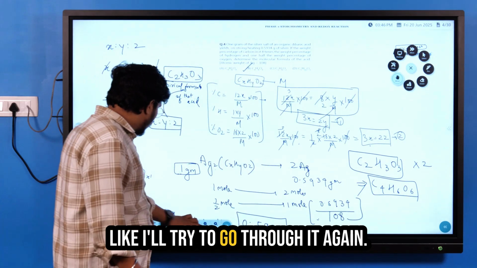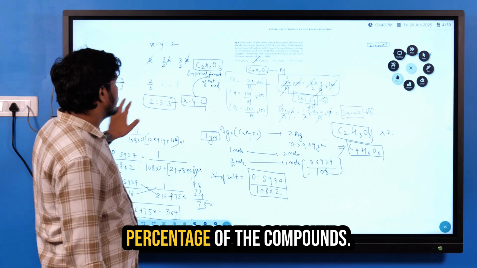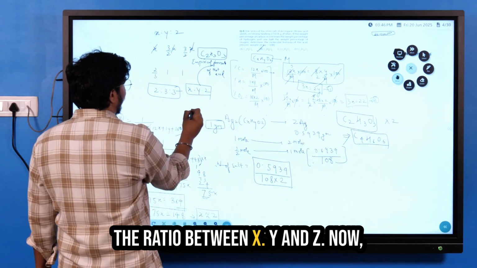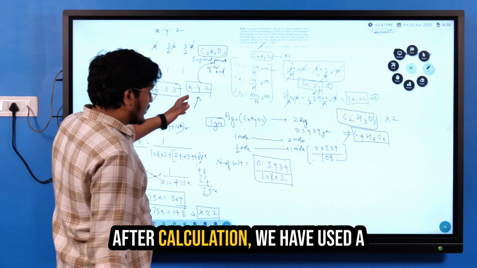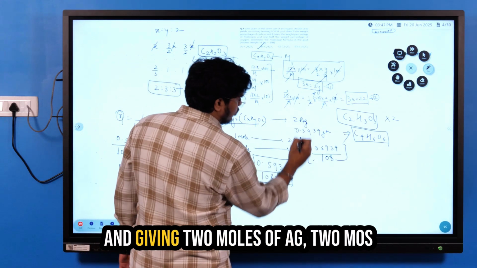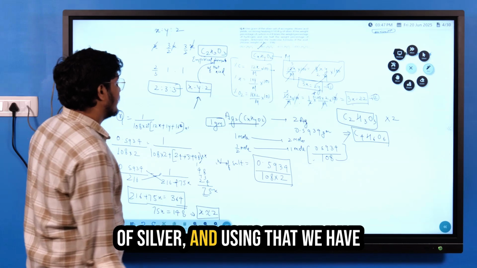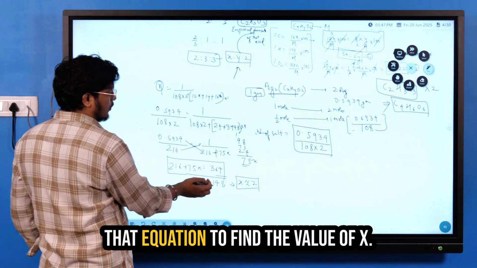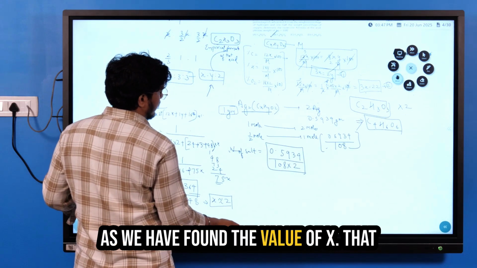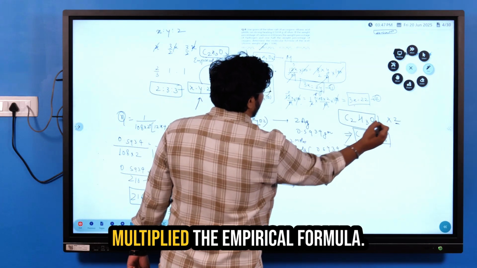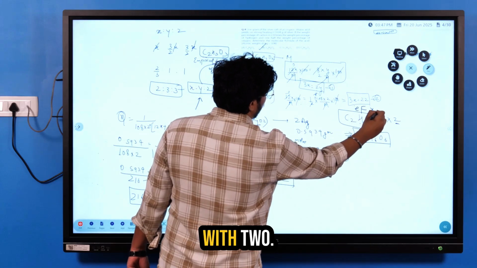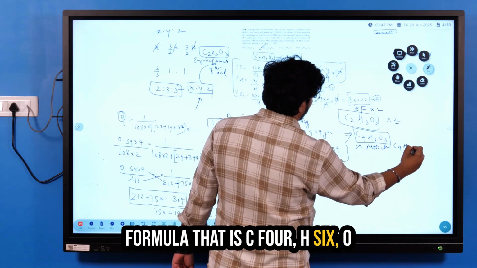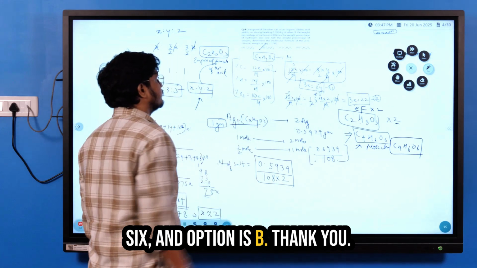And I'll try to go through it again. First, we have calculated the weight percentage of the compounds. Then we have used the relationship of weight percentage to calculate the ratio between x, y, and z. Now, after that, we have used the reaction that silver salt is breaking and giving 2 moles of silver. And using that, we have equated the number of moles of that silver salt. And we have solved that equation to find the value of x dash, that is the multiplication factor, 2. We have multiplied the empirical formula with 2 to get the final molecular formula, that is C4H6O6, and the option is B. Thank you.